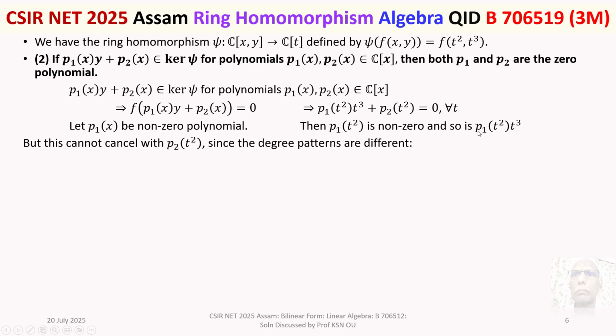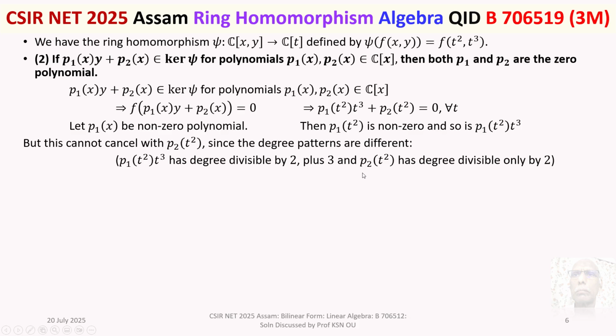What is the degree pattern? For P1 of t square times t cube, the degree is divisible by 2 plus 3, whereas P2 of t square has degree divisible only by 2. Since the degree patterns are different, this can happen only when these polynomials are 0. They cannot cancel unless both of them are 0 polynomials. So, option 2 is true.